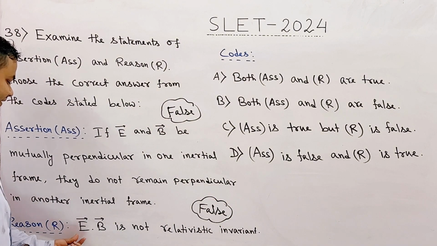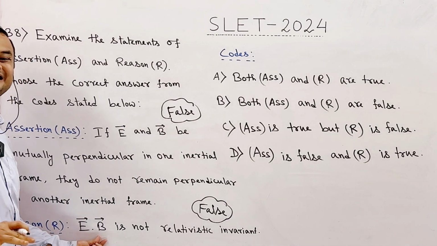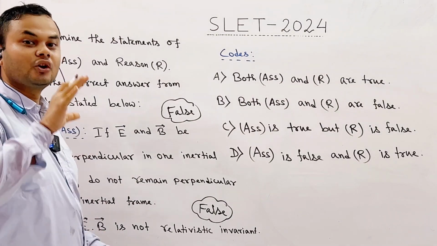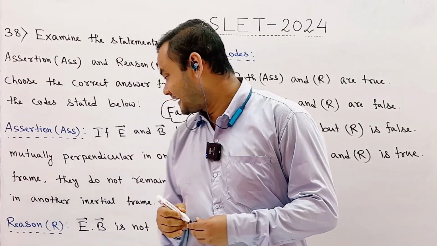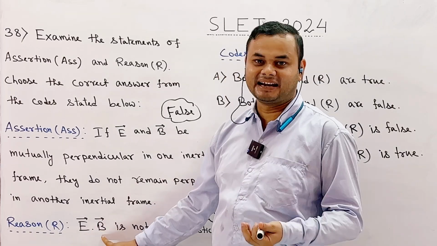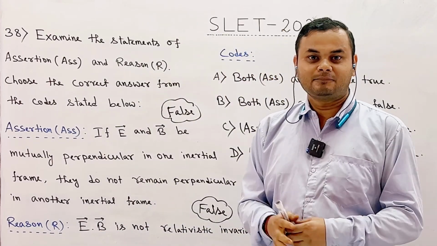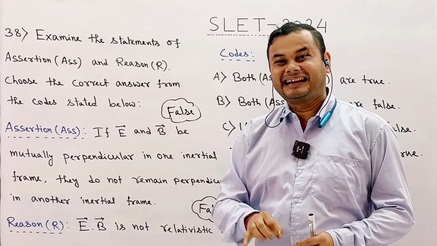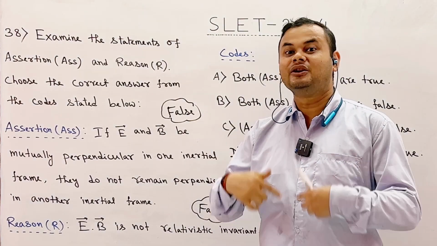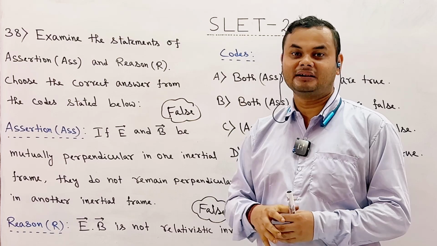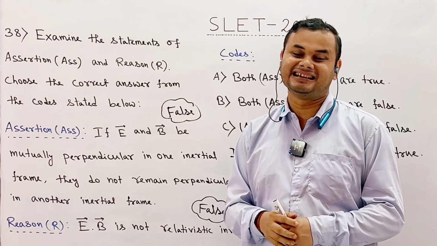Actually, the quantity E dot B is a Lorentz invariant quantity. This means the scalar product of electric and magnetic fields remains the same in all inertial frames. For example, if the scalar product of electric and magnetic fields is 0 in one inertial frame, then this product will also be 0 in all inertial frames.